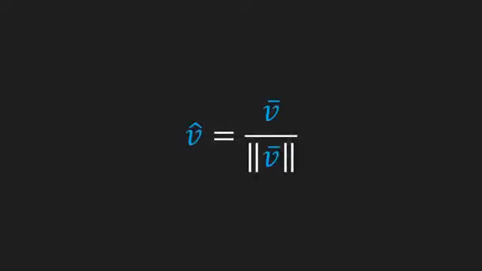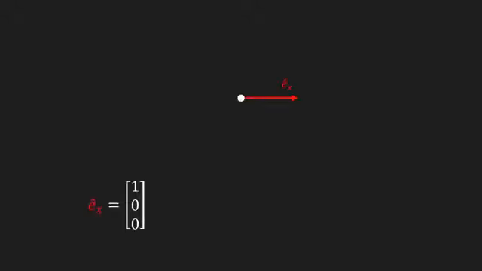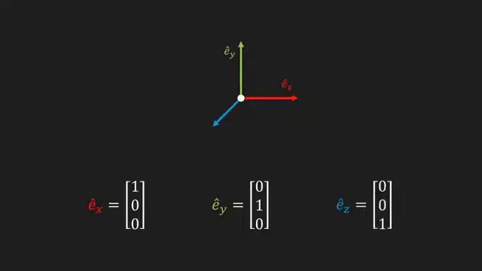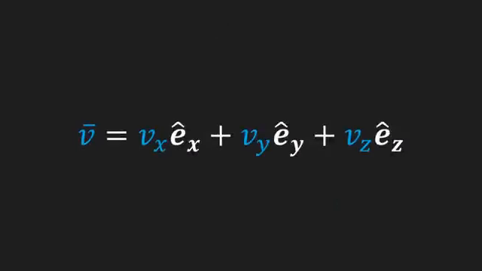In fact, we can take any arbitrary vector, divide it by its length, and then the result will be a vector that points in the same direction as the original vector, but that has a length of 1. We also define a few standard unit vectors, being e hat x, which is a unit vector along the x-axis, e hat y, which is a unit vector along the y-axis, and e hat z, which is a unit vector along the z-axis.